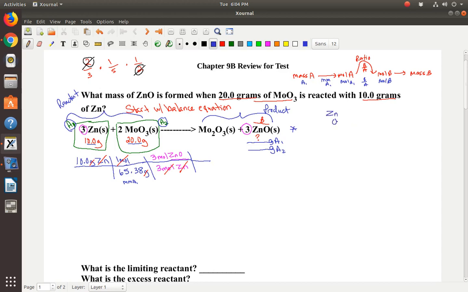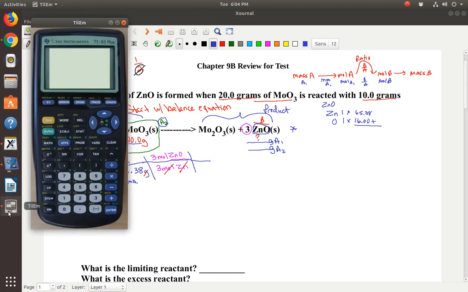Zinc and oxide. Now notice this. I'm taking the molar mass of zinc oxide, this molecule right here. I'm not using the 3. There are not 3 atoms of zinc and 3 atoms of oxygen. For the molar mass, I just want the mass of one molecule. So there's only 1 atom of zinc and 1 atom of oxygen. And oxygen is 16.00, and zinc I just found out was 65.38 by looking it up. And so I need to very carefully add those two numbers to get the molar mass.